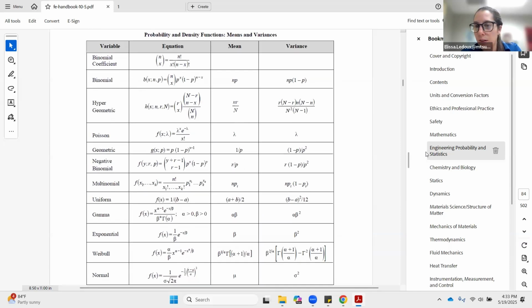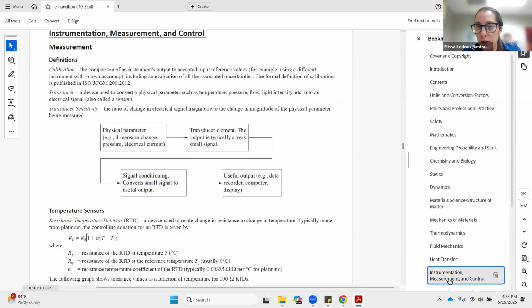So that is it for the probability and statistics. We will go next into the instrumentation, measurement, and control.